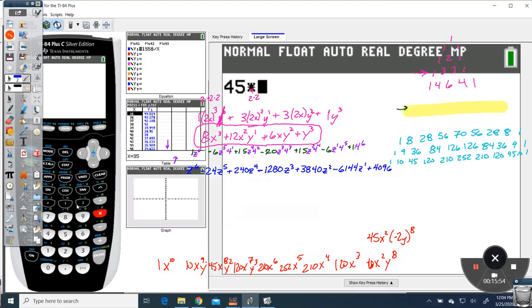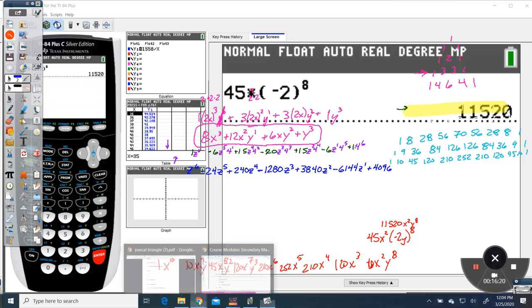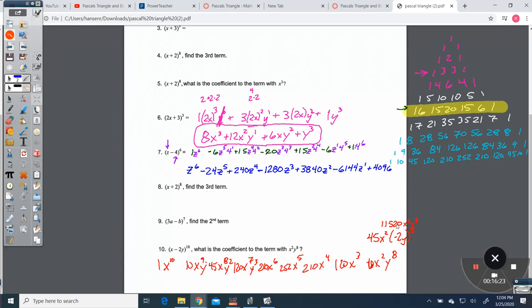So 45 times negative 2 to the 8th power is 11,520. So this is 11,520, and it says it's positive, which it should be because it's a negative to an even power. So that's going to make it positive, x squared y to the 8th. So what's my coefficient? Well, my coefficient, therefore, is 11,520. So that's the answer we're after.